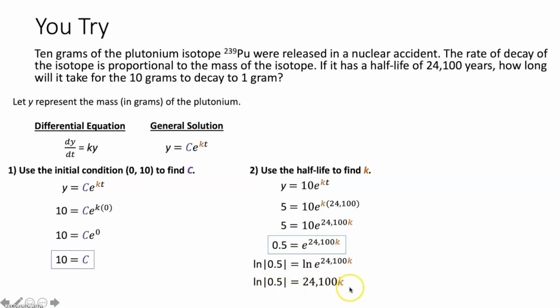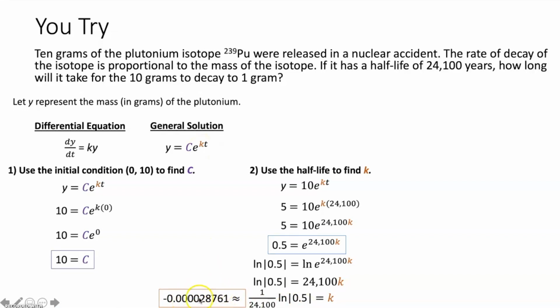To get k all by itself, we divide both sides by 24,100, and we end up getting k is approximately equal to negative point, this whole decimal right here. Now notice that k is negative, indicating exponential decay, so it looks like we're doing it right. Also note that you should technically use this expression right here as your k value if you want to be as accurate as possible. You usually don't want to round till the very end of the problem. But if you need to use it, you can use this.